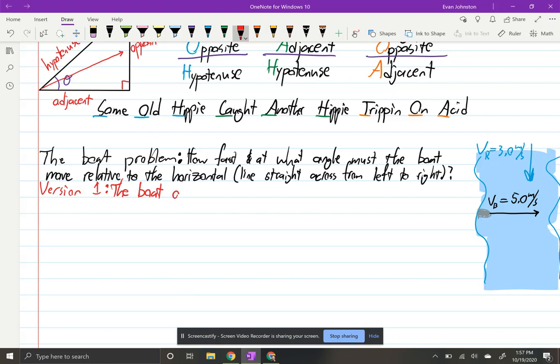So the boat originally aims straight across. Whoa, I guess I can't write today.